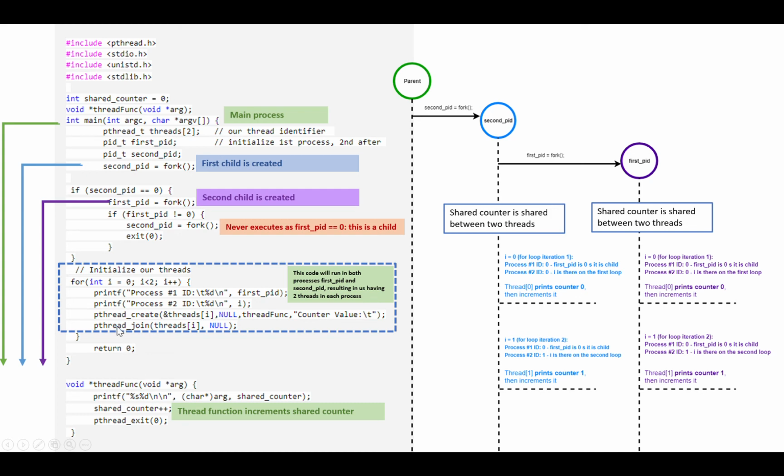On the second iteration of a loop, being that the counter has been incremented, the second thread that is being created is going to print out the value 1 and then increment it again.